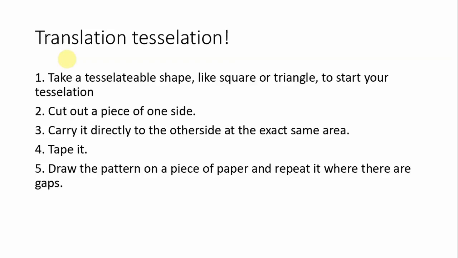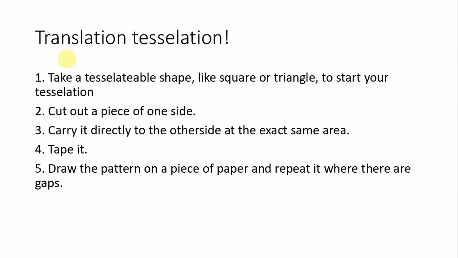Here are the steps. First, you take a tessellatable shape, like this rectangle, to start with. Then you cut a mini shape out of one side. It could be simple or complex, like an arrow, or you could even cut out an animal. Then you carry that piece you cut out, keep it the same way that it has been, and take it directly to the other side and tape it in that area. This gives you a totally new pattern to deal with.